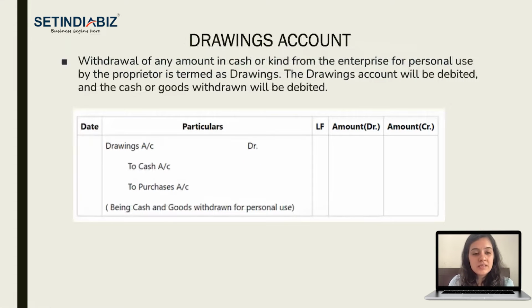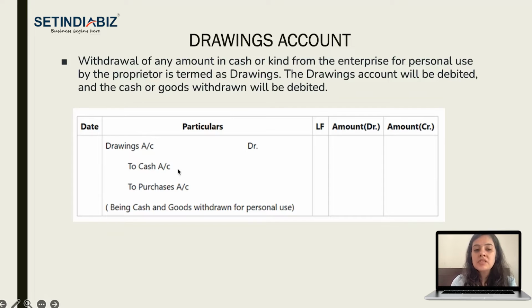Next is the drawings account. Drawings means whenever the owner of the company is drawing from the company: withdrawal of any amount in cash or kind from the enterprise for personal use. Drawings are always for personal use, only then will it be recorded this way. If the withdrawal is for office purposes, it will not be recorded. Withdrawal of any amount in cash or kind from the enterprise for personal use by the proprietor is termed drawings. The drawings account will be debited and the cash or goods withdrawn will be credited. So drawings account debited, to cash account, to purchases account.